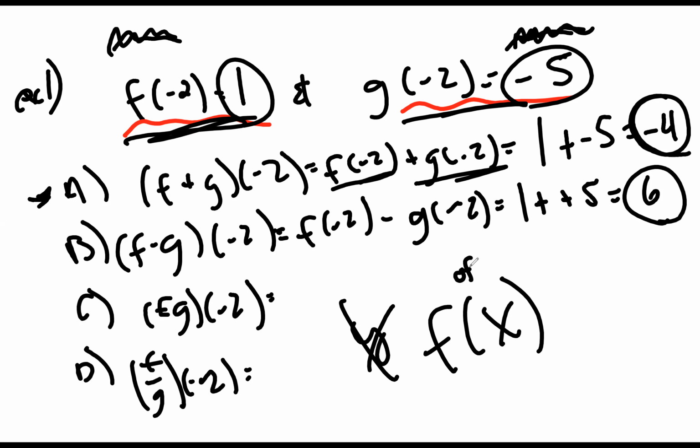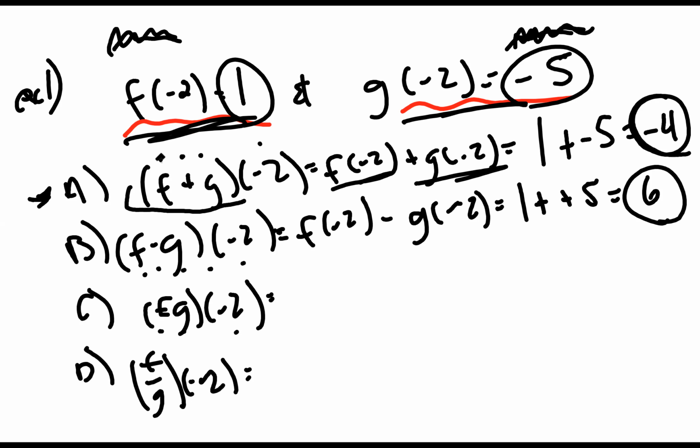So when we look at these types of problems, this says specifically f plus g, it's not times -2, it's this "of" business. So we say this is f plus g of -2. This is f minus g of -2. F times g of -2, and then f divided by g of -2. So we're saying the word "of" a lot, okay? And that's what this is saying.